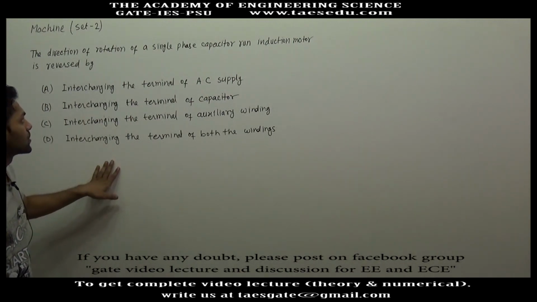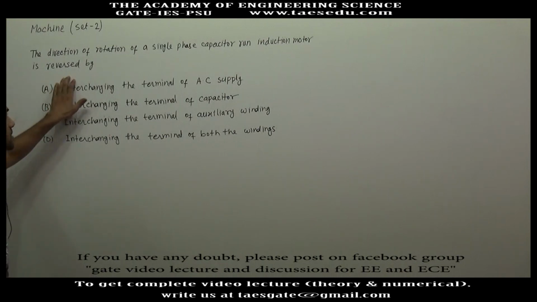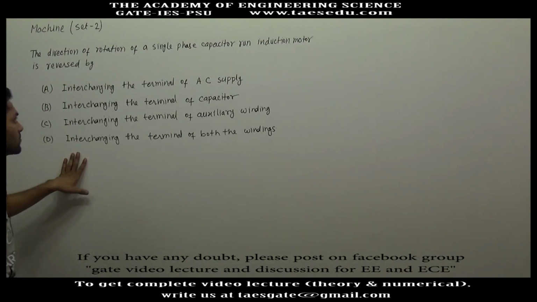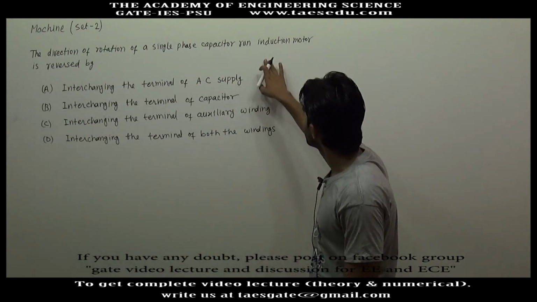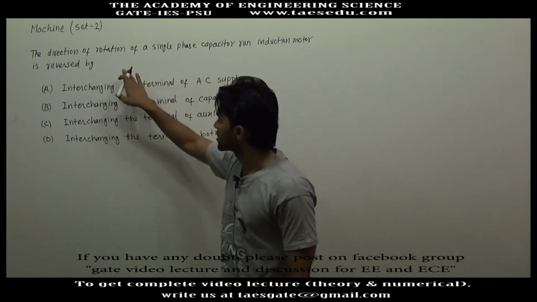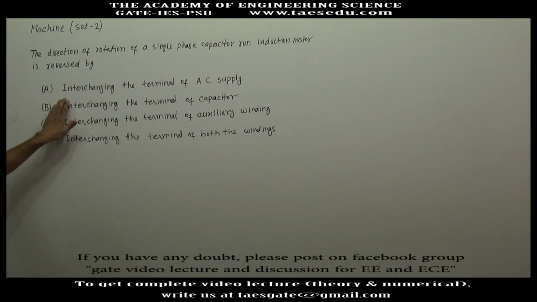The direction of rotation of a single phase capacitor induction motor is reversed by, there are 4 options given to reverse the direction of rotation of capacitor induction motor. The first option says interchanging the terminal of AC supply.